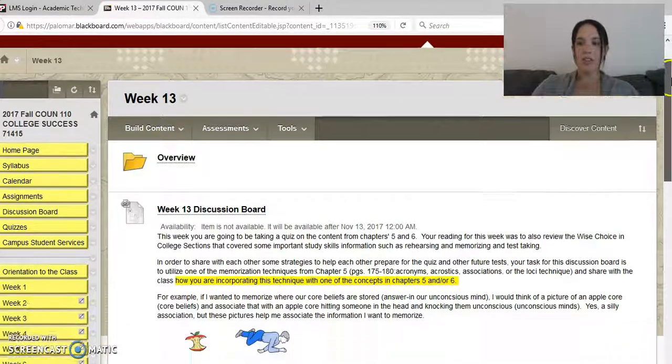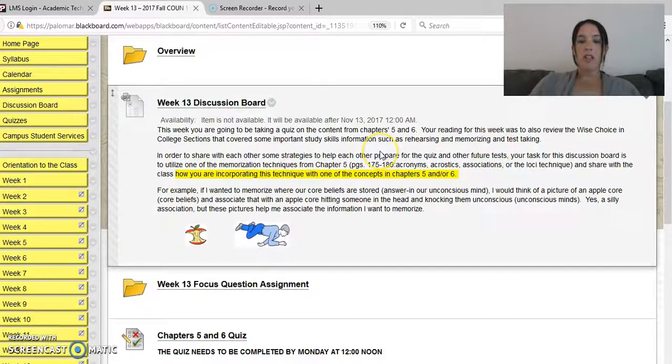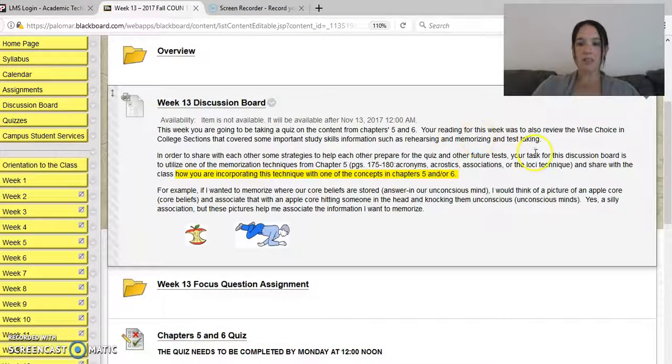So this week, we're going to be looking at some memorization techniques from chapter 5. And so your task for this week is to create an example of how you use one of these techniques, either acronyms, acrostics, associations, or the loci technique. The loci technique really talks about using places as a memorization. However, for this assignment and for this task, I really allow for just visual pictures. So you'll see that was my example.